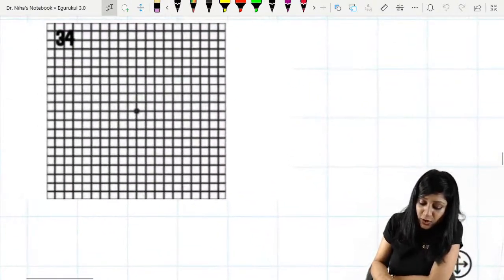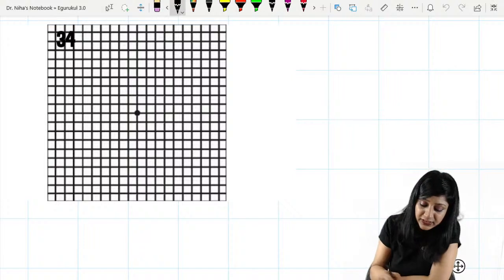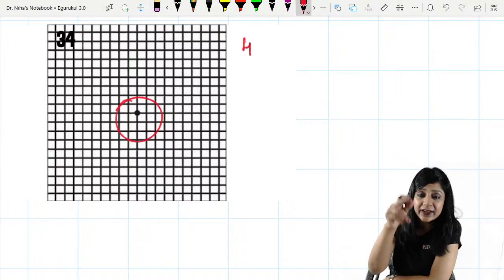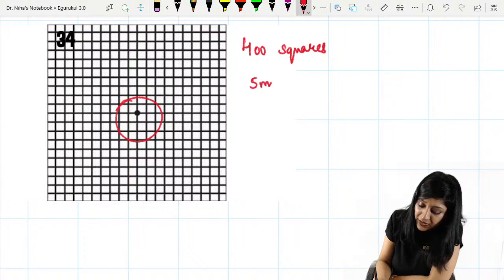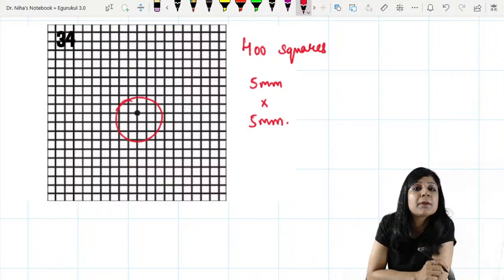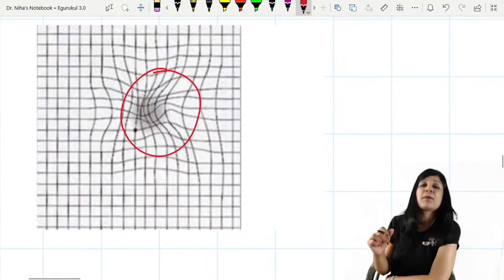This is your Amsler grid test that you have already seen. You have the central fixation point, and there is a grid of vertical and horizontal lines. These are your 400 squares, 5 mm by 5 mm. Now, can you see the bent and wavy lines?